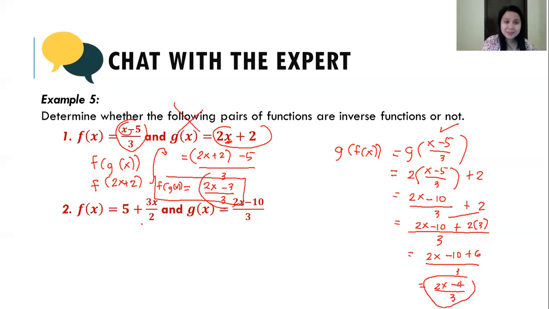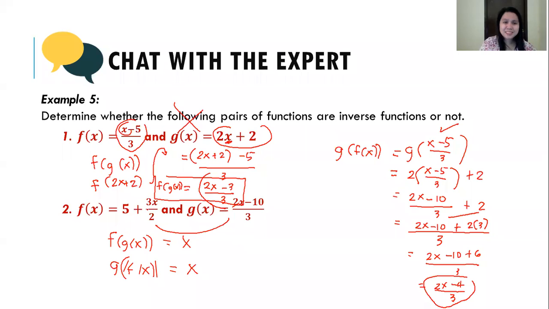How about the next one? I'll give it to you as an exercise, but I'll give you the answer first. If you'll have the f of g of x, the answer will be x. And if you have g of f of x, the answer will also be x. So these two are inverses of each other.